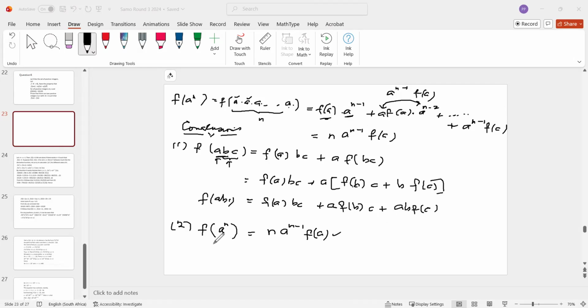For example, f of a cubed is 3a squared f of a, right? If you let n equal to 3. Okay, so just try to remember this, because I'm going to delete this entire page. There are two things here that we concluded from the formula itself.